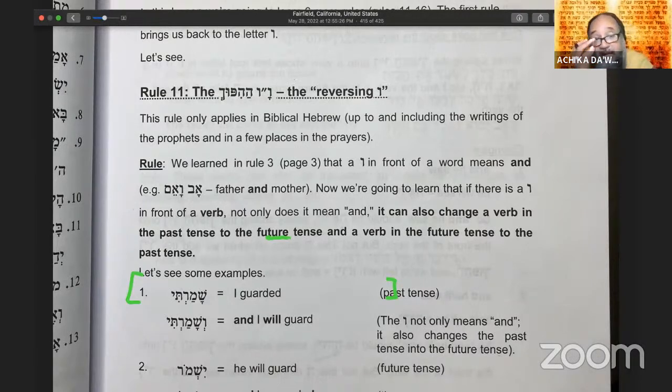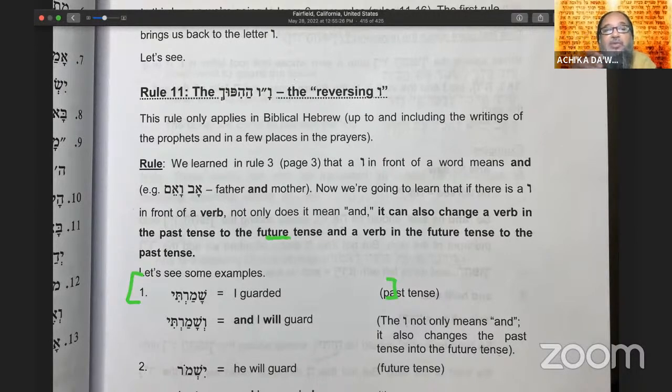It says this rule only applies in biblical Hebrew. So they know the truth. It only applies to biblical Hebrew, up to and including the writings of the prophets, and in a few places of their prayers. But this only applies to biblical Hebrew.